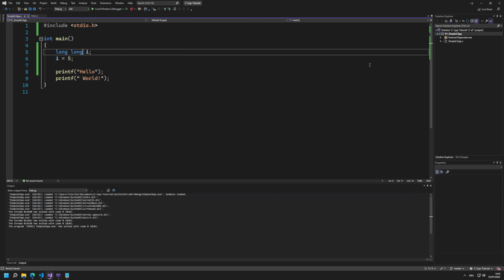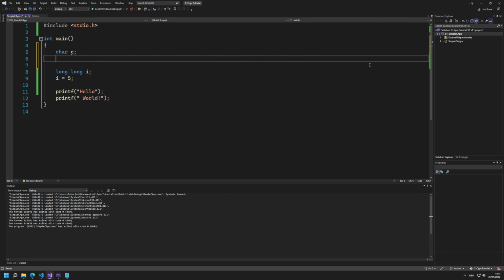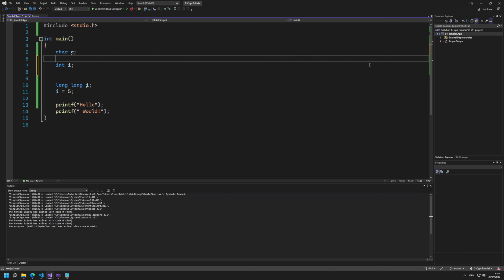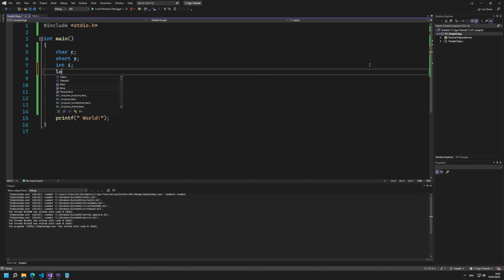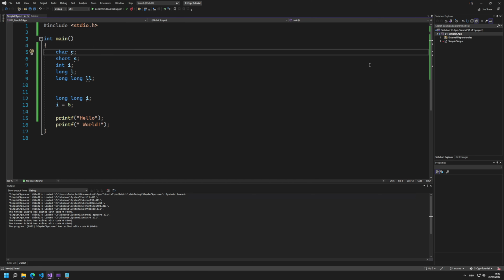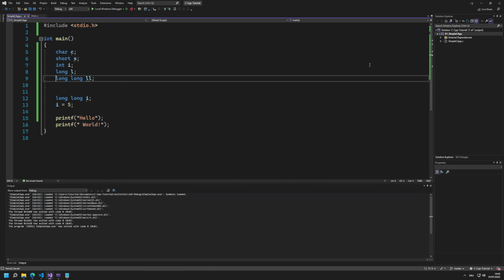And now you can see that this is really confusing. Why is it confusing? Because we have all these types. For example, char c, int i, short s, int i, long l, long long ll, and yeah, it's madness. So that's really, really bad.